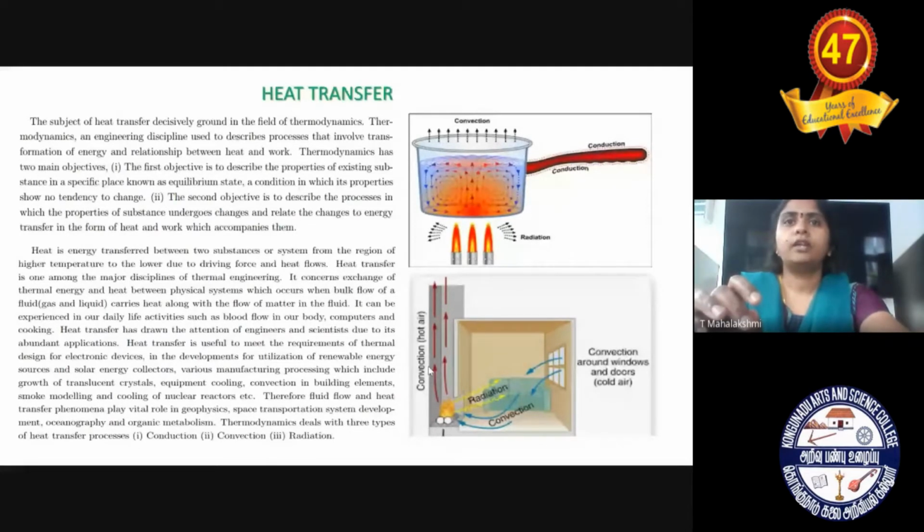And heat transfer plays a vital role in manufacturing electronic devices. It must meet the requirements of the thermal design. Only then will the electronic device work in a fruitful manner for applications. The fluid flow and heat transfer phenomena play a vital role in manufacturing electronic equipment. And based on the thermodynamics field, there are three types of heat transfer process: conduction, convection, and radiation.